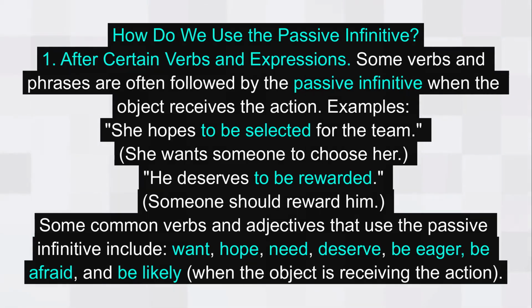Some verbs and phrases are often followed by the passive infinitive when the object receives the action. Examples. She hopes to be selected for the team. She wants someone to choose her. He deserves to be rewarded. Someone should reward him. Some common verbs and adjectives that use the passive infinitive include want, hope, need, deserve, be eager, be afraid, and be likely when the object is receiving the action.